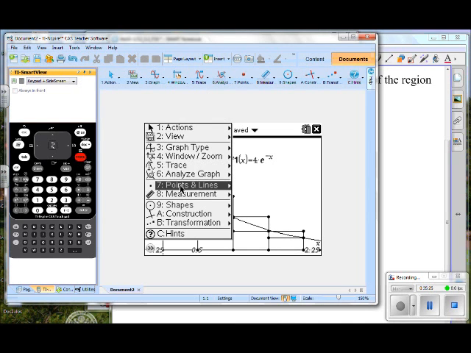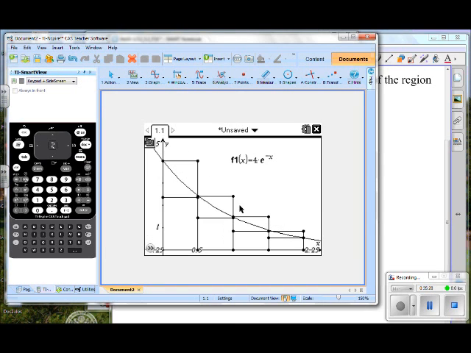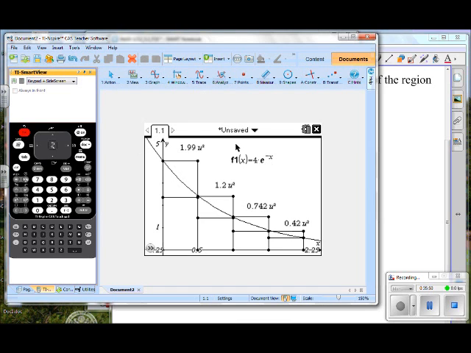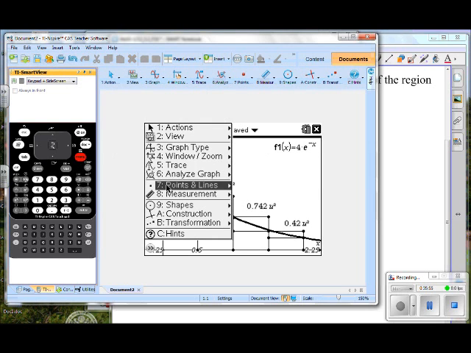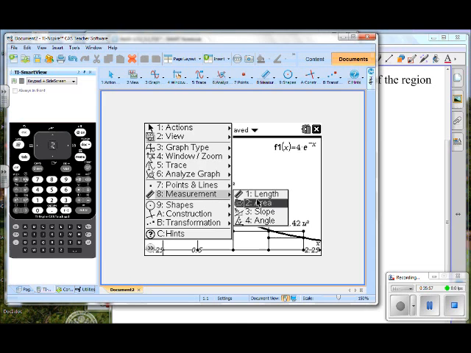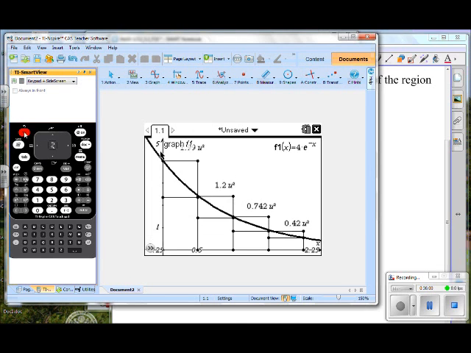If we look at the area of this, and I use the larger rectangles here, we would need to sum those up, and I hesitate to go through all the steps with you at this point. However, it's really not that difficult. If you followed what I was doing there, I went to menu and measurement and picked up area, and then I just pointed to all of those rectangles.